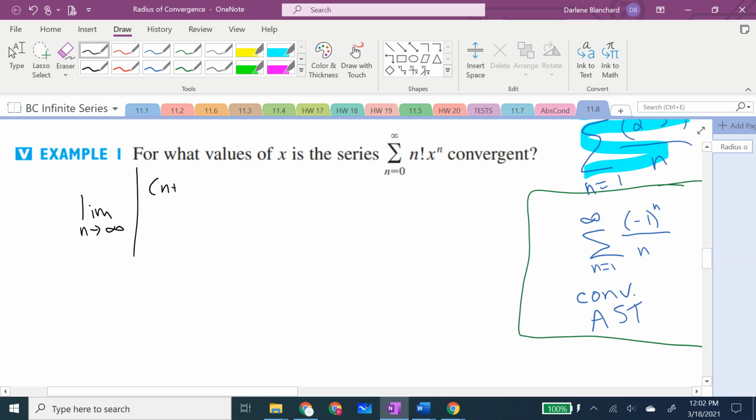Plug in n plus 1. And then divide by the formula. And since I'm not creating a fraction by plugging in n plus 1, I can just do straight up division. And now let's do some math. What cancels? Do you see what cancels?